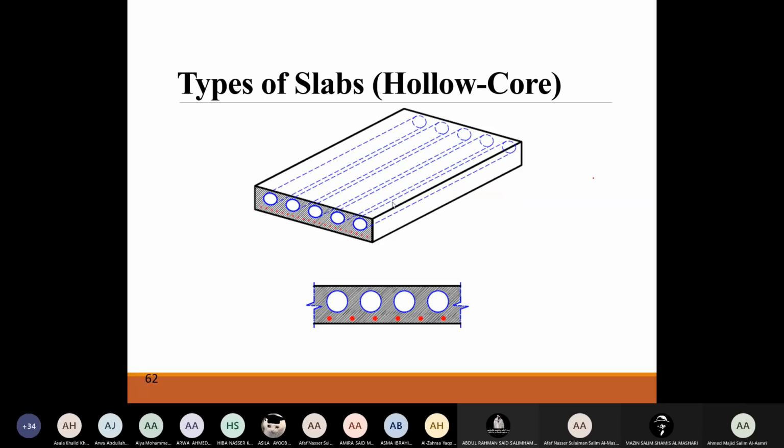Okay, that can be solved by putting intermediate beams all over. And if you put intermediate beams, once again, the slabs are going to be cut into smaller pieces.